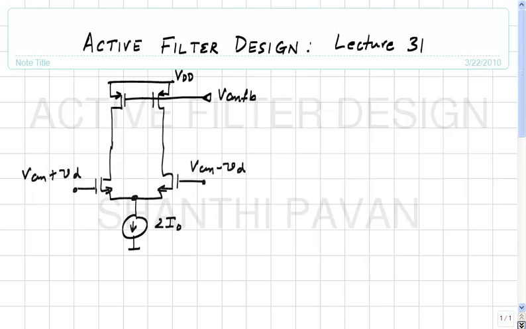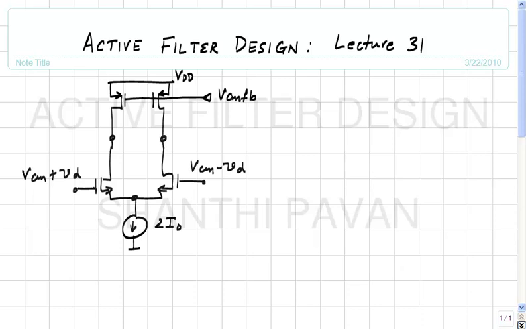VCM plus VD and VCM minus VD are the differential inputs. It's understood that there's a whole gamut of circuits attempting to force the output common mode voltage to VCM ref. And we are interested in finding the noise performance of this fully differential structure.